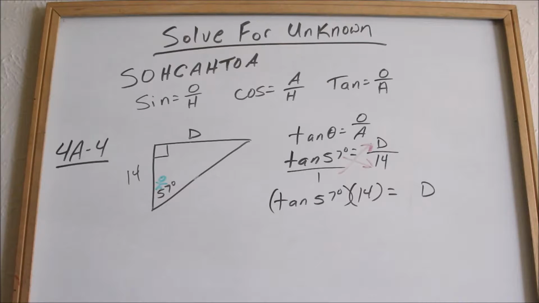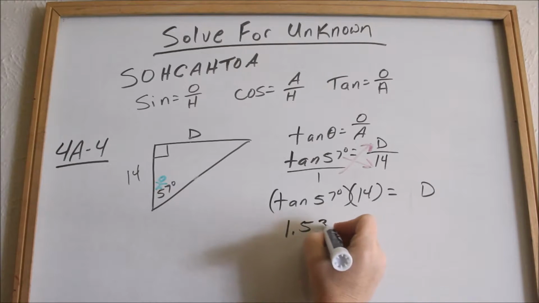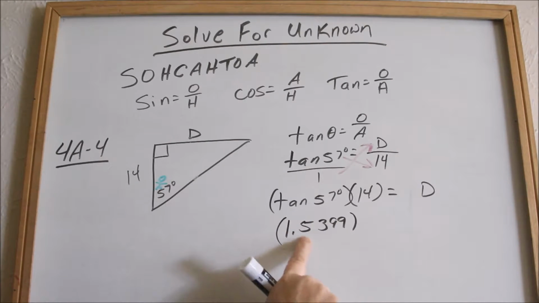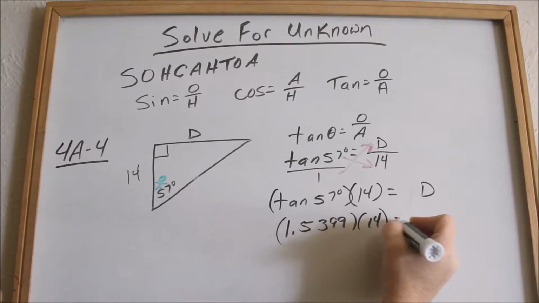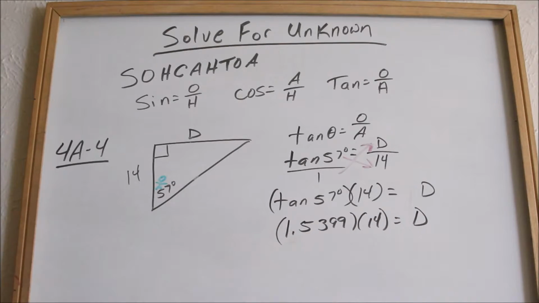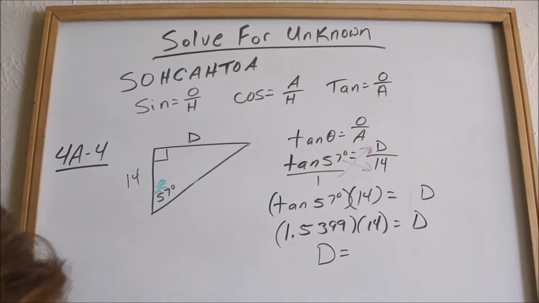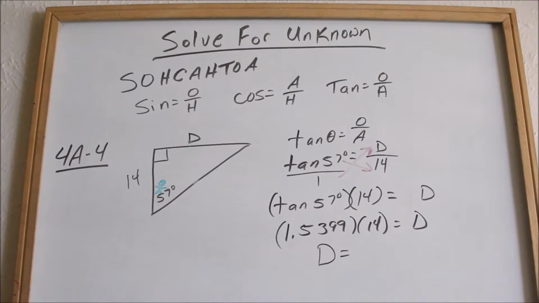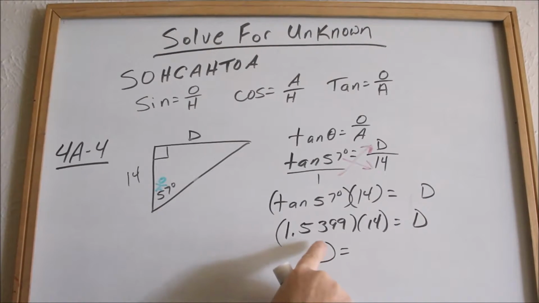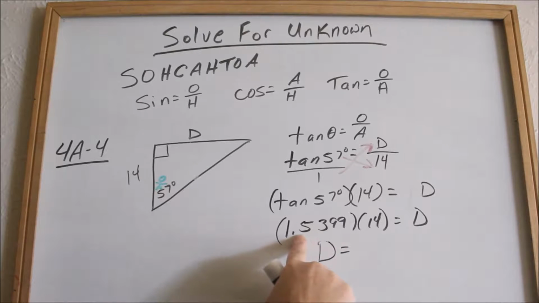So again, you can either use the trig tables or use your calculator. Tangent of 57 degrees is, to 4 decimals, 1.5399, times 14 equals D. Now multiply that by 14. This says to do your answers to 2 decimal places, or I know the book has them to do 2 decimal places. In this book, trig functions will always be taken to 4 decimal places. Everything else can be rounded to 2 decimal places.